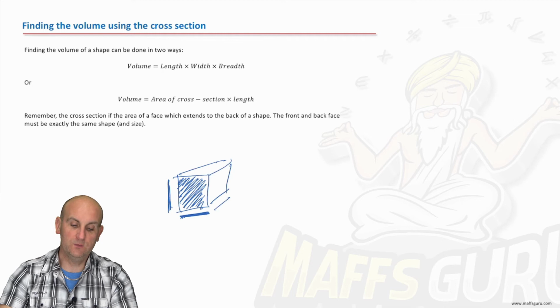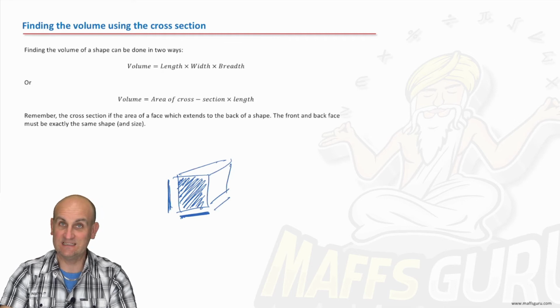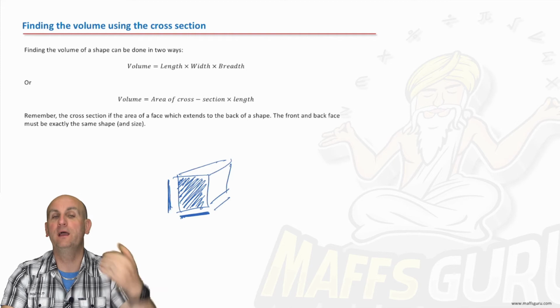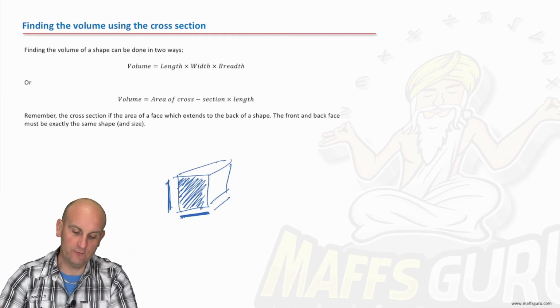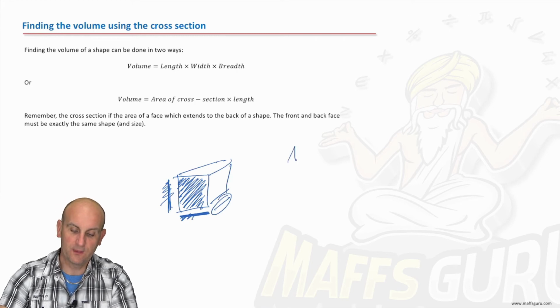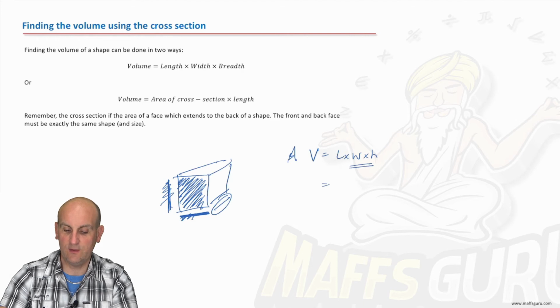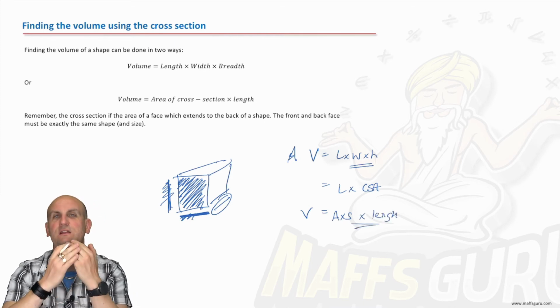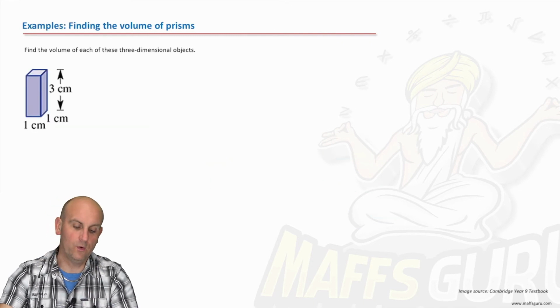Now, in which case we would then take that area of cross section and multiply it by how far back it goes. Because we've used this one and this one, it leaves just that measurement. So again, volume is equal to length times width times height. We know the width times the height is now called the cross-sectional area. And so we can now say that volume is area of cross-section times the length. And again, length is fairly subjective. It basically means how far back it's going.